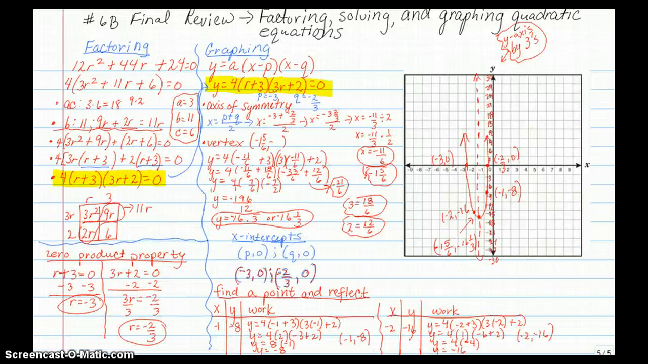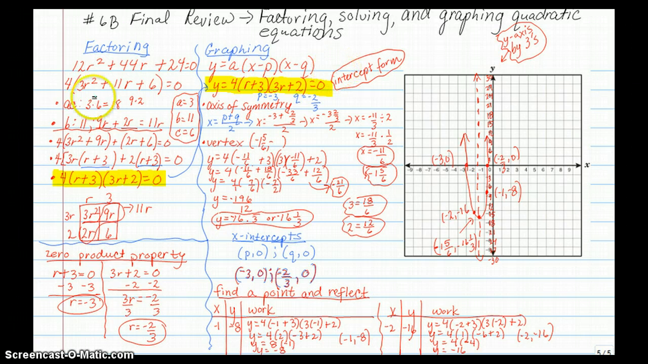Okay, on this problem, 12r squared plus 44r plus 24 equals 0, I'm sure you found yourself having a little bit of struggle when we got over to the graphing. So let's go ahead and go through the factoring first, because that's the important part. The graphing is just to make the connection to the intercept form. That's what this is right here. This is the intercept form of a quadratic equation, and then it can be graphed from the intercept form.